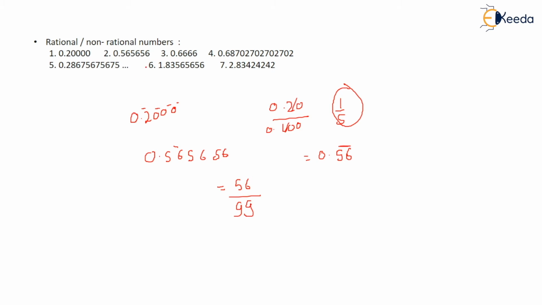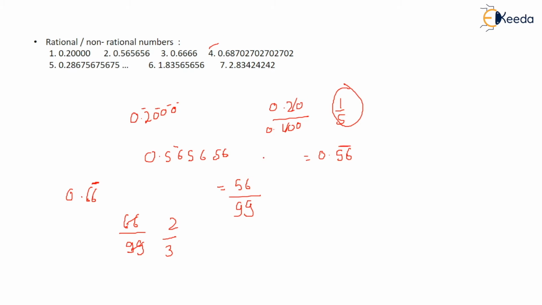Okay. Next number 0.66. So 0.666. So these are reoccurring again and again. So you have to write 66. And there is a reoccurring sign on how many numbers? Two numbers. 66 are repeating again and again. So upon 99. So this comes out to be 2 by 3. Okay. Now the next number.